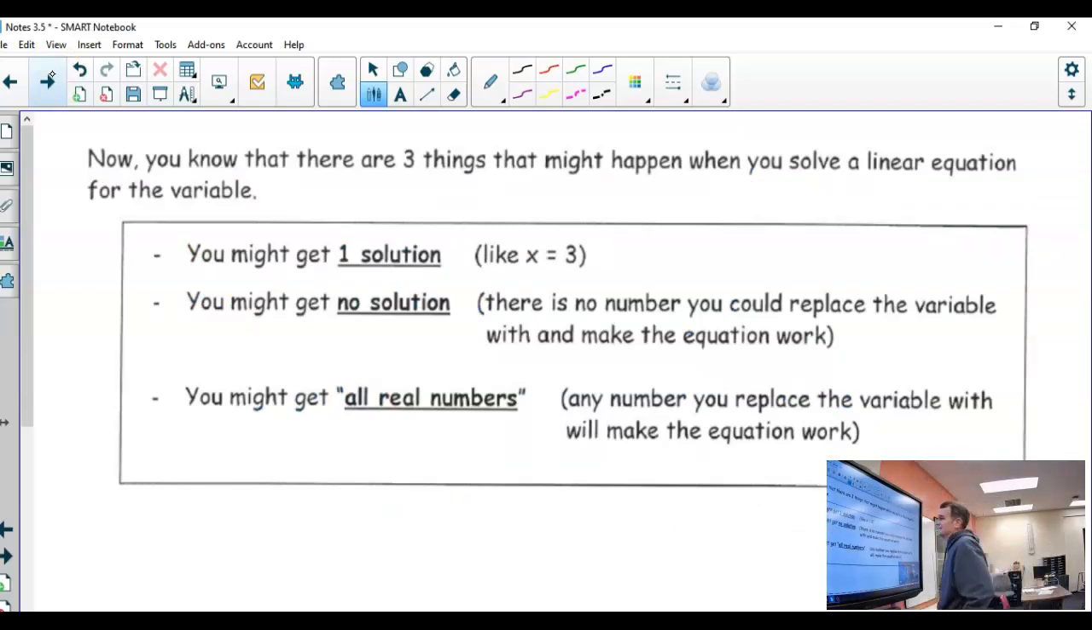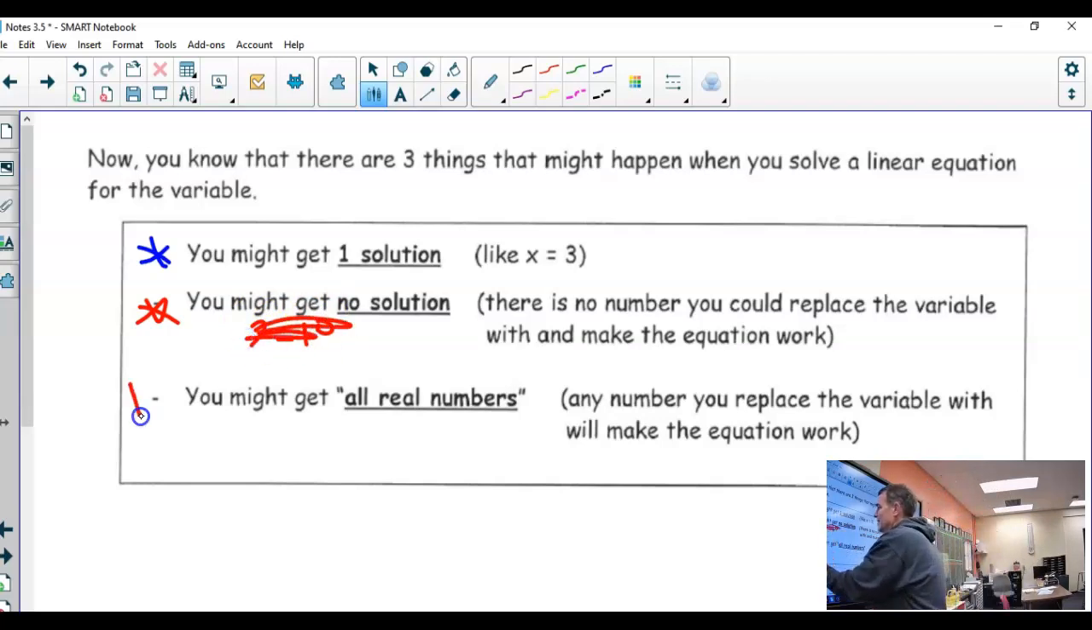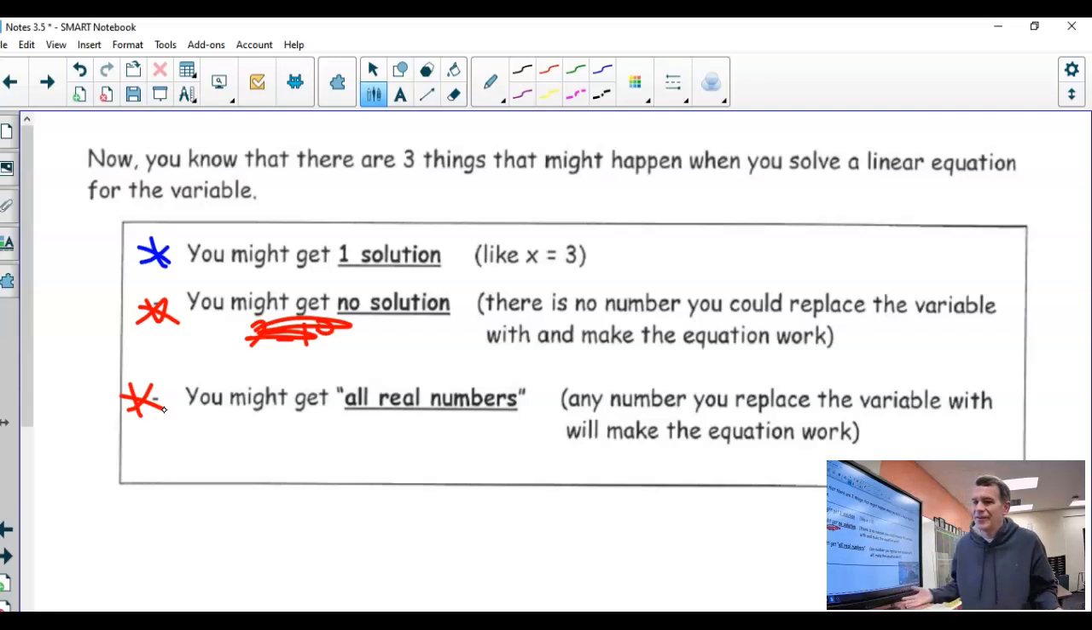So you now know that when you're solving an equation, you might get one solution, like you've gotten in every problem up until today. Or now, you also might get no solution. That would be if the variable cancels out of the problem and you're left with something that is not true. Or you might get all real numbers as your solution. That happens when the variable cancels out of the problem and you're left with a true statement.